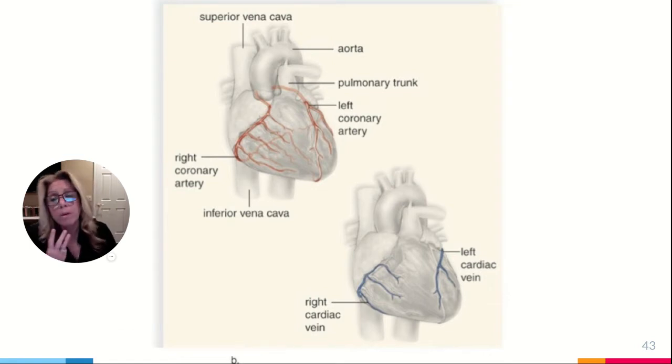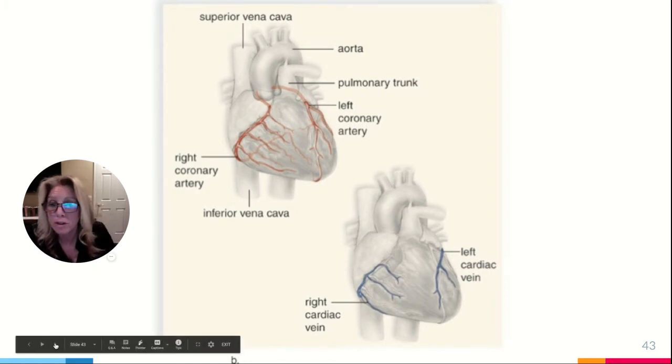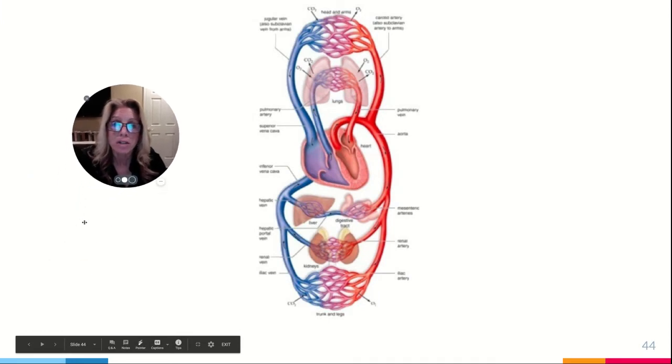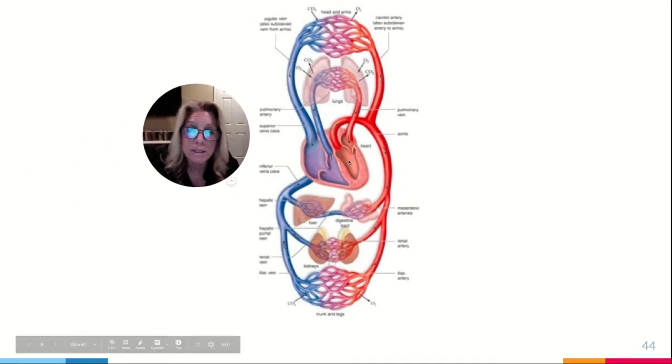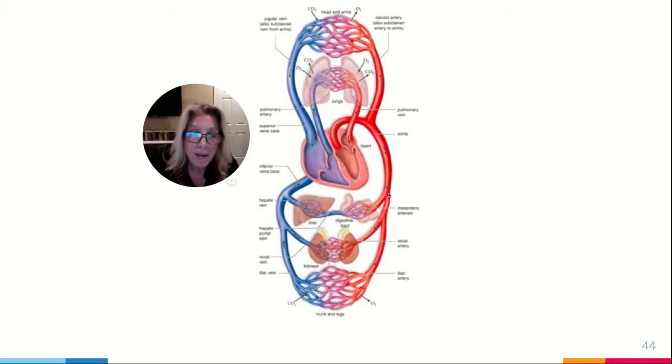Now, there are 3 places in your body where there's a little twist. Instead of going arteries, arterioles, capillaries in the middle, venules, veins, there are actually 2 sets of capillaries. And I'm going to show you one of those right now. So here you can see oxygenated blood. This is your aorta turning right here. Here's your aorta coming down, and this is going to pass through your digestive tract.